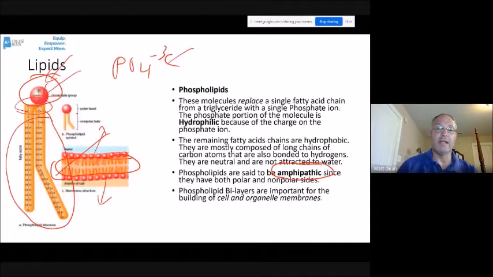Not only do they make up the cell membrane, they also make up the membranes around most of your organelles, like mitochondria, chloroplast, even things like lysosomes and vacuoles.